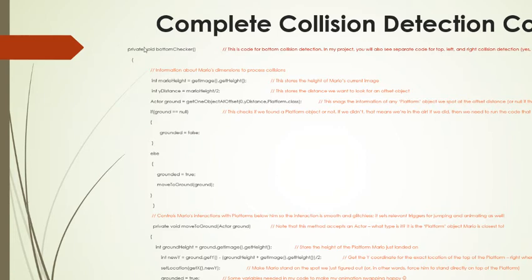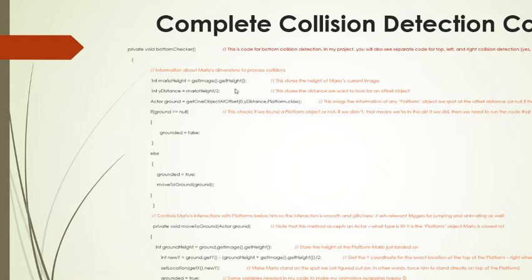All right, let's read through this. Note here that in my code, you're actually going to look at left, right, and top collision. You have to do them all separately, but the basic principles are the same. First of all, we need to grab information about Mario's dimensions to process the collisions. I want to get his height from the current image. And if I need to worry about his width, I'll add it in later.